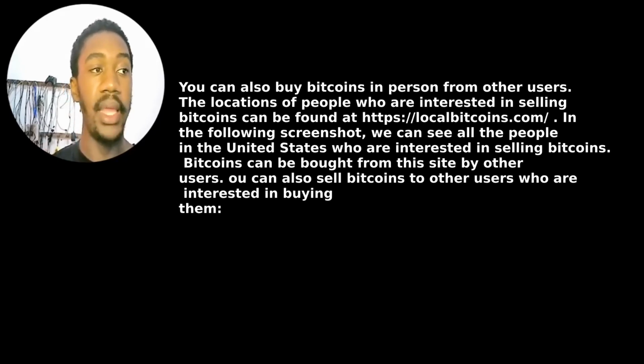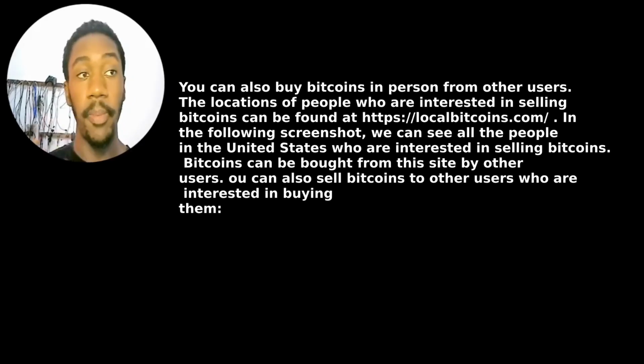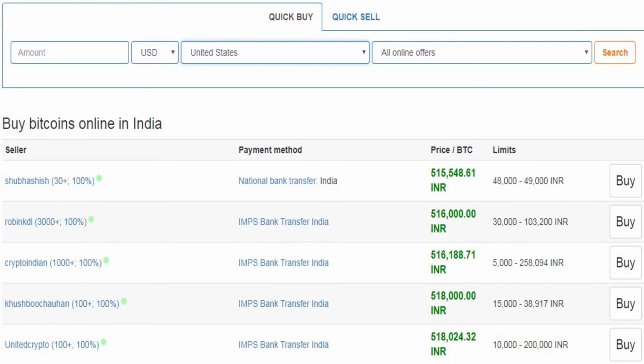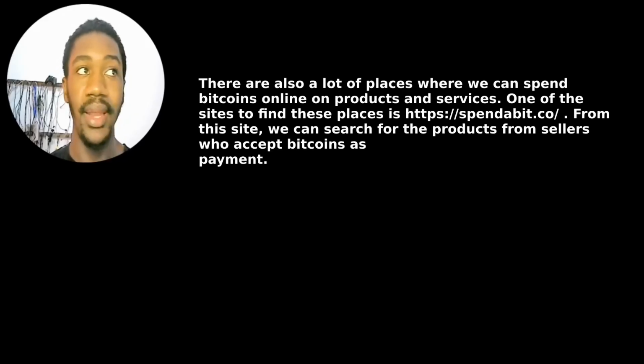You can also buy in person from other users. That is also possible. The location of people who are interested in selling Bitcoin can be found at localbitcoins.com. In the following screenshot, we can see all the people in the United States who are interested in selling Bitcoins. Bitcoins can be bought from this site by other users. You can also send Bitcoin to other users who are interested in buying them. So you have this quick sell button where you can buy.